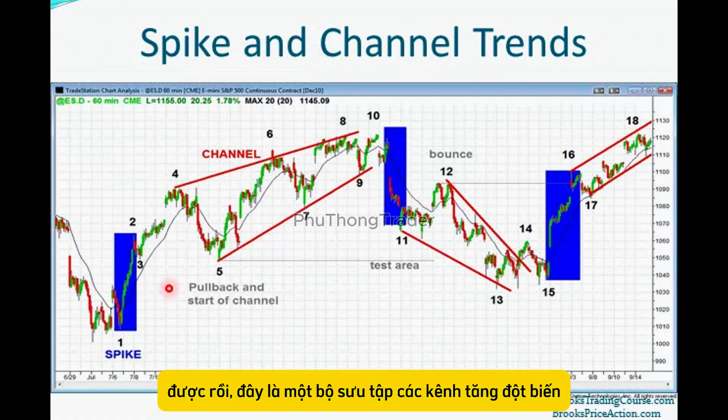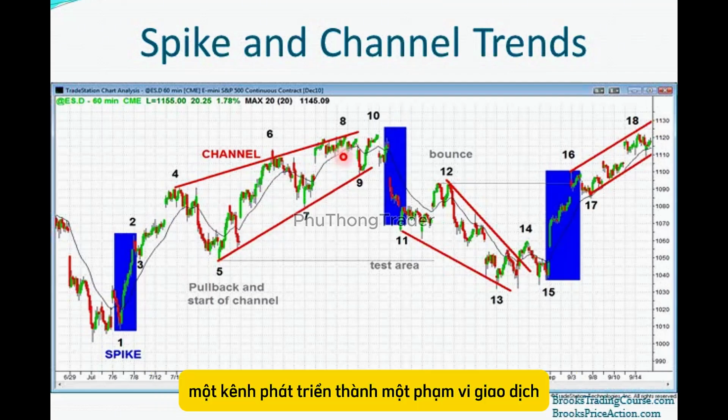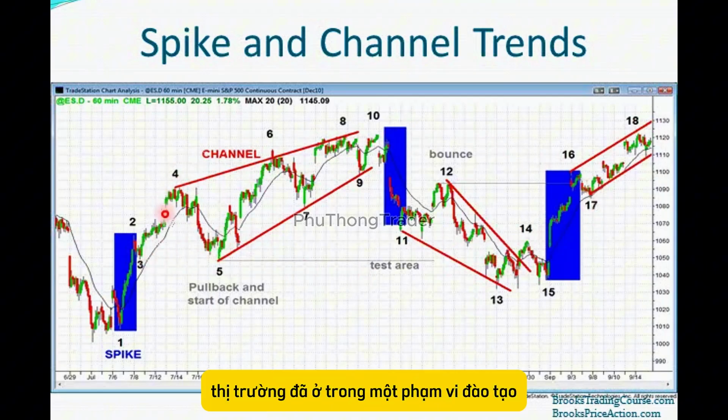Okay, here are a collection of spike and channels. Every blue box is a spike followed by a channel. So we have a bull spike and a channel. A channel evolves into a trading range. And look at the chart. After this bull spike, the market has been in a trading range.